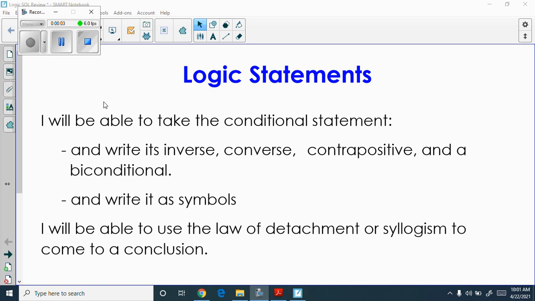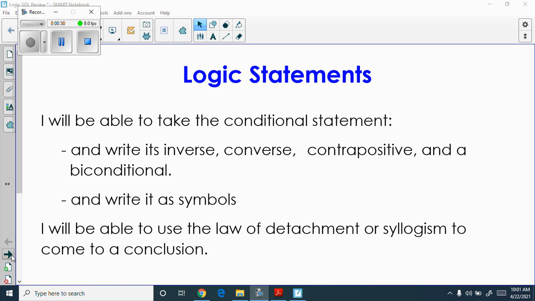In this video, I'm going to talk about logic. So we've got logic statements, which are known as conditional statements. We're going to learn to write the inverse, converse, and contrapositive of those. And I'll discuss what the biconditional is, but we won't actually write one out. And then we're going to write these statements as symbols. And we're also going to be able to use either the law of detachment or syllogism to come to some form of a conclusion.